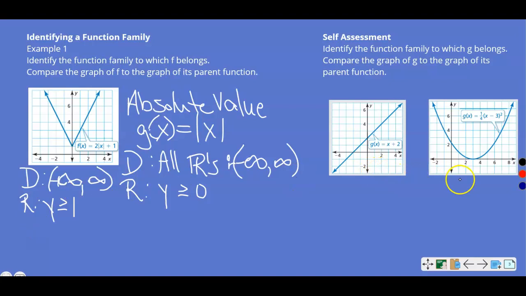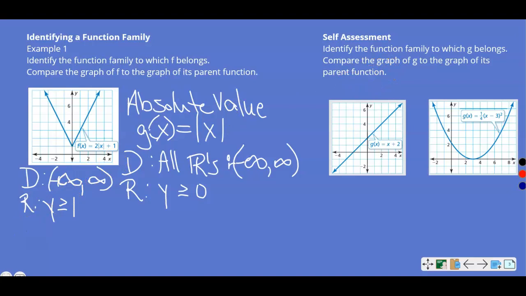All right, there's 2 graphs right here. This is a self-assessment, meaning I want you to pause the video and try these on your own. So you're going to do the exact same thing. Identify the family of function to which it belongs, and then compare the graph of g to the graph of its parent function.